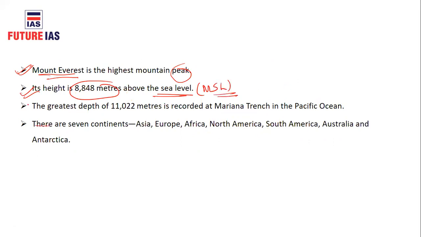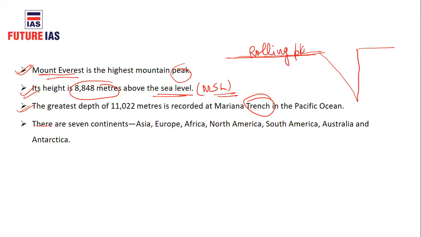And you must understand, there are different trenches also. Just as there are peaks, in the oceans also you will have deep trenches. The deep trenches are V-shaped. Just like the normal planar surface on the earth, at the ocean bottom also you will have rolling plains. As you move across the rolling plain, you will find the deep trenches.